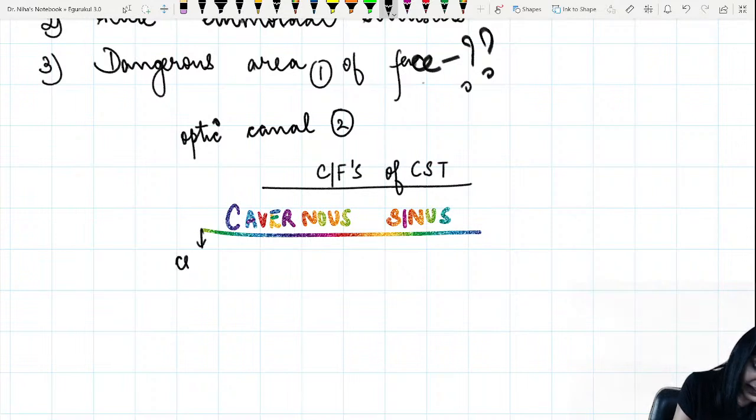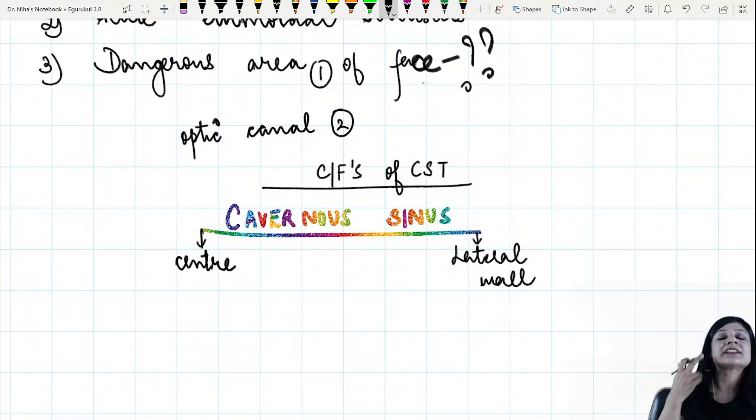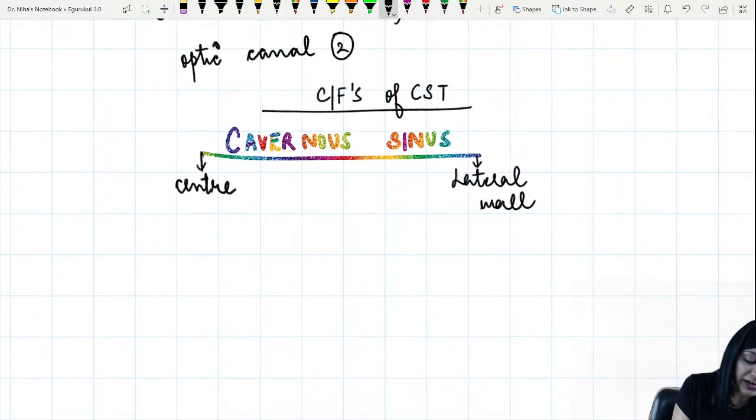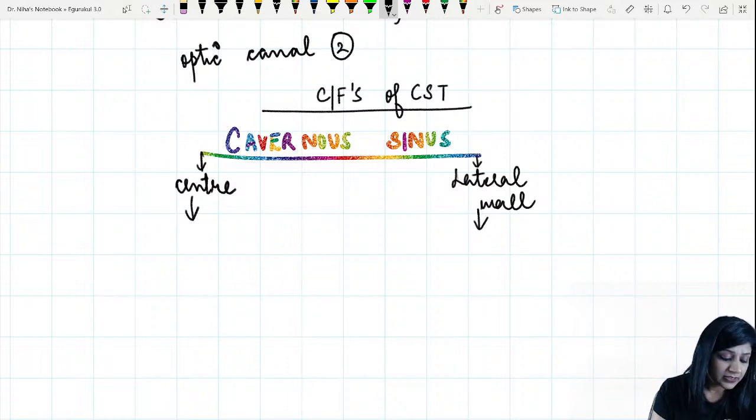One is the center of the cavernous sinus and second is the lateral wall. Now who will tell me what structures pass through the center of the cavernous sinus and what structures pass through the lateral wall? Fastest finger first. Who will answer first? Come on. First of all, tell me what structures pass through the center.